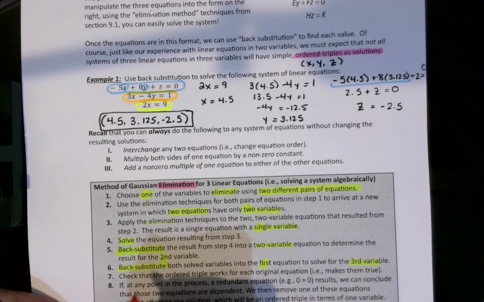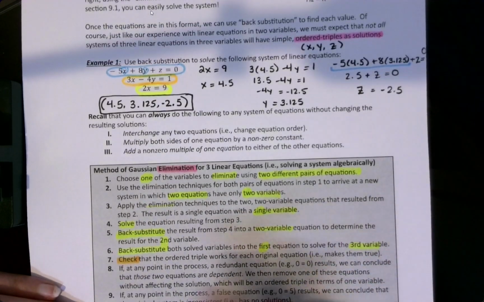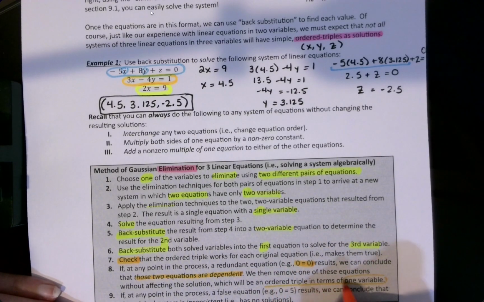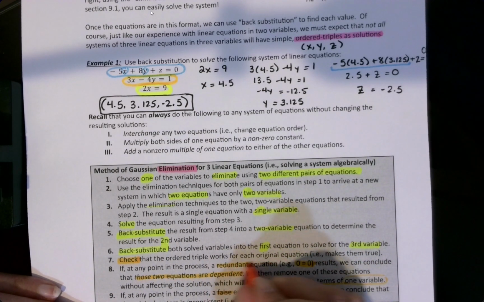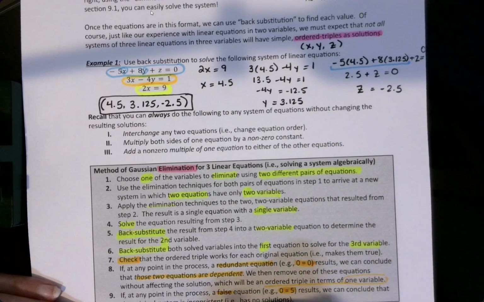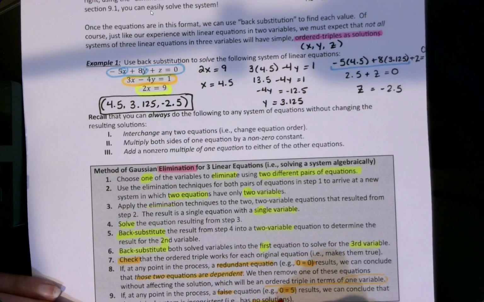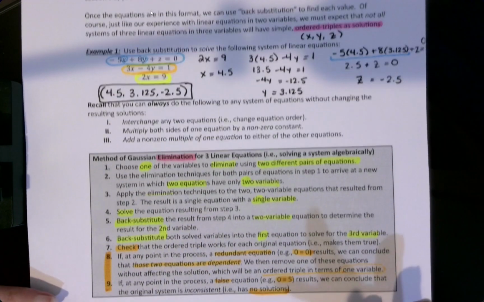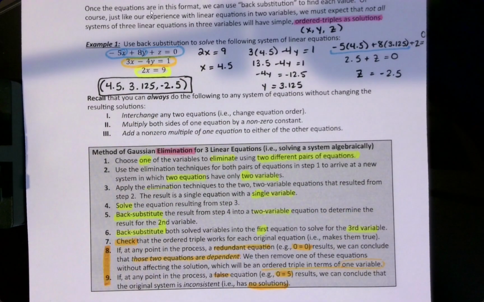The final bit of advice is it's always nice to check your solutions. And if at any point you end up with a redundant equation, such as 0 equals 0, then you're going to conclude that those two equations are dependent. We can remove one of the equations without affecting the solution, and we will have an ordered triple that's going to be in terms of one variable for our solution. Or if at any point in the process we have a false equation, like 0 equals 5, redundant meant true, false not true, we can conclude that the original system is inconsistent and therefore has no solution. So we'll have to watch out for those two special cases as things that come out without a singular solution. We did get a singular solution, of course, in example 1.